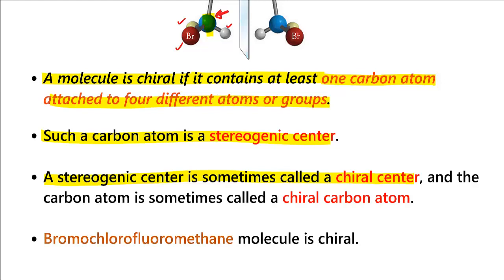You can have another atom that contains 4 groups. In that case, that will be a center. So, a stereogenic center is sometimes called a chiral center, and the carbon atom is sometimes called a chiral carbon atom. So, you now know two terms, chiral center and chiral carbon. If the center is carbon, then I will call this a chiral carbon.